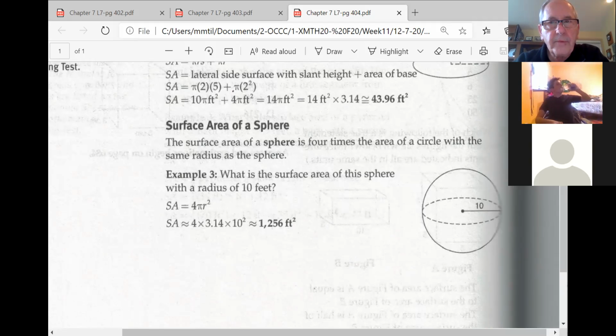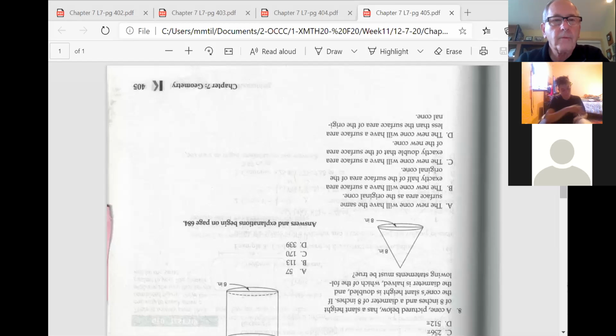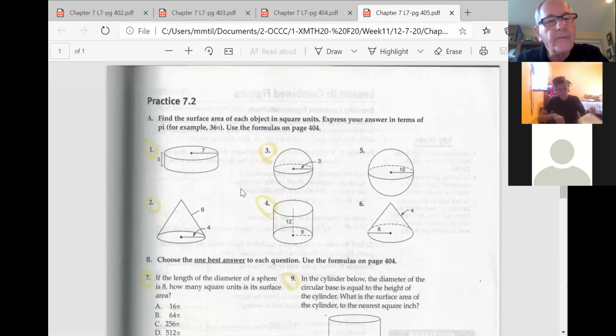Okay, so I'm going to stop sharing that. We'll go on to the next page. And again, on these, if you just use the formula, you can get these. There's no tricks or anything to it, right?